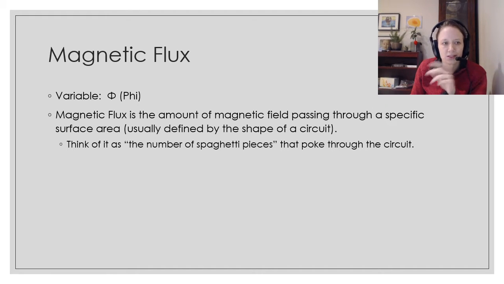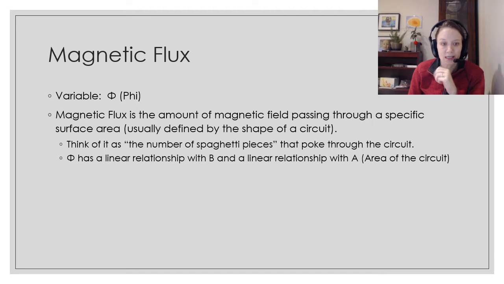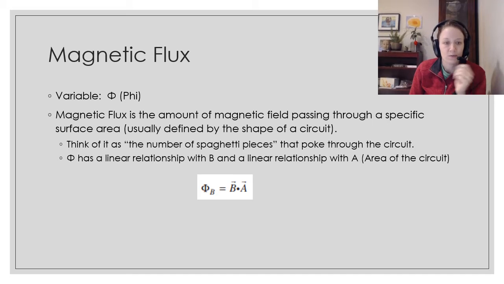Another way to think about this in terms of the spaghetti analogy is basically the number of spaghetti pieces that are poking through the hole created by the circuit. Phi has a linear relationship with B, so obviously the stronger the magnetic field, the more of those little spaghetti pieces are going to be poking through the circuit. And it also has a linear relationship with A, which is the area or size of the circuit, which makes the equation for magnetic flux, phi sub B, equal to B times A. B is the external magnetic field, and A is the area, typically, of the circuit.